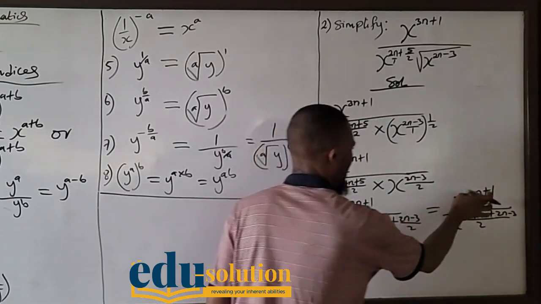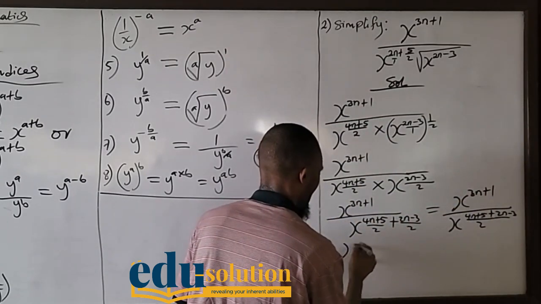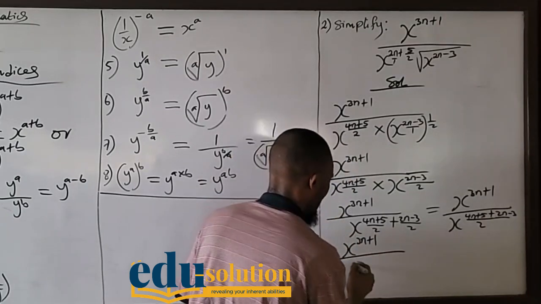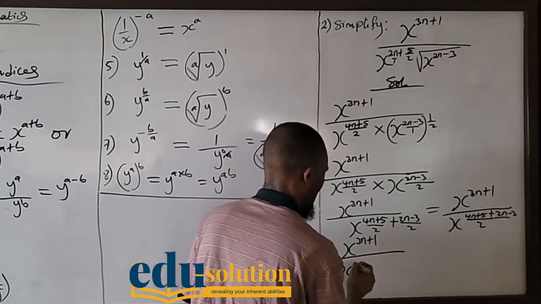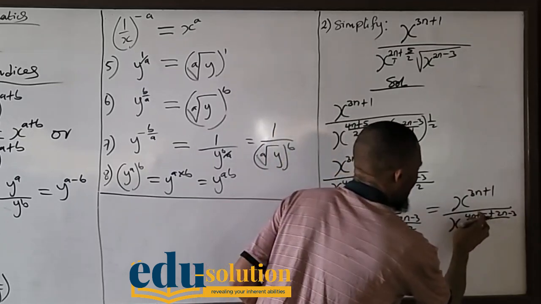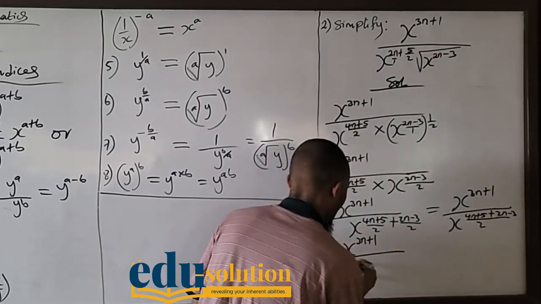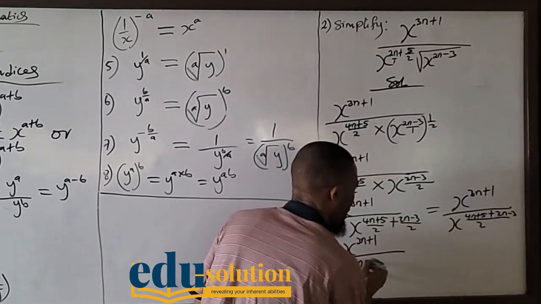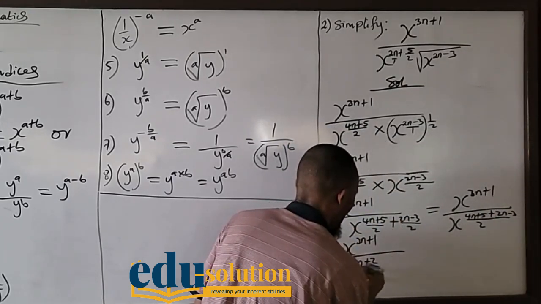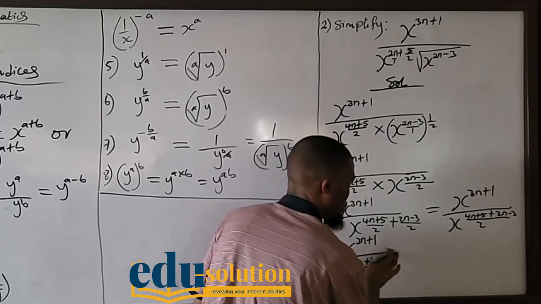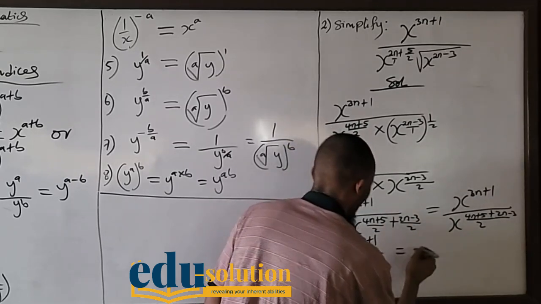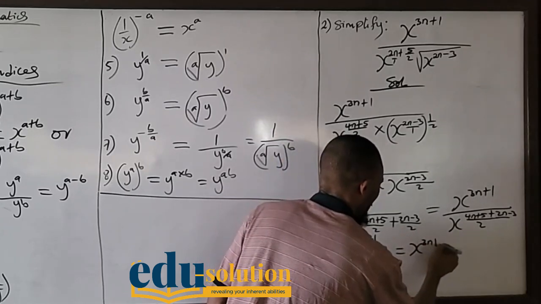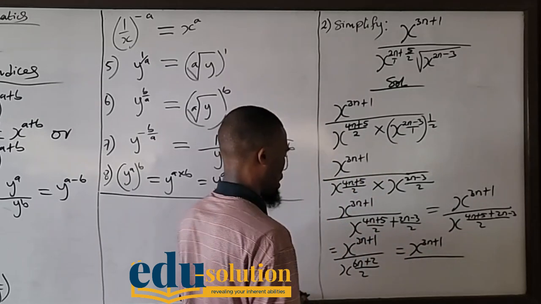So that we have now, I'm writing this again. I have equal to s raised to the power of 3n plus 1, everything over s raised to the power of, 4n plus 2n is 6n. And then we have plus 5 minus 3 is plus 2, then over 2, which is equal to, I'm writing the numerator again, s raised to the power of 3n plus 1, and then everything over.